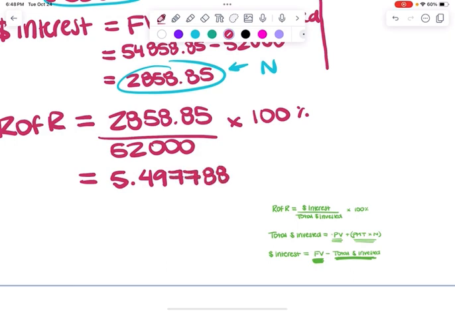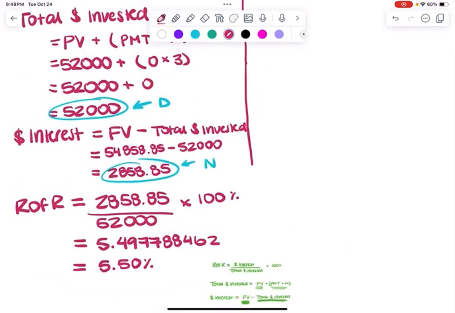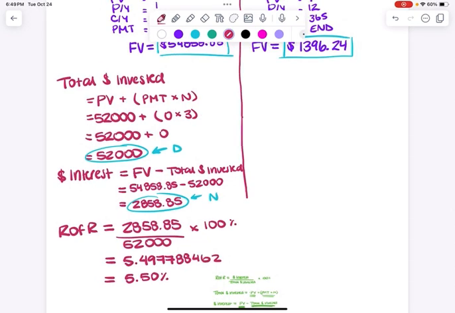Now, this is what I get when I plug this into my calculator. Hopefully I didn't make any plug-in mistakes, but it looks good to me. And when I round to 2 decimal places, that's about 5.50%. So my rate of return for that first investment is 5.50%. Now I'm going to do the same calculation for rate of return on that second investment. If my rate of return is higher than 5.50%, it's a better investment. If it's lower, then it's going to be a worse investment.